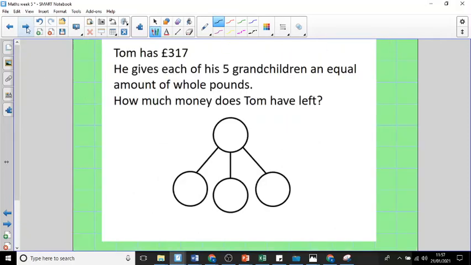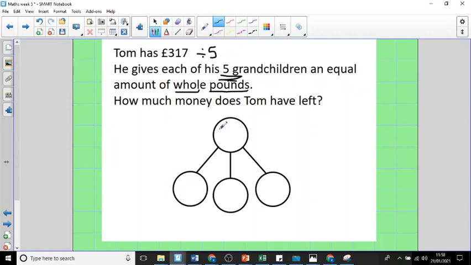Okay, so Tom has £317. He gives each of his 5 grandchildren an equal amount of pounds. How much money does Tom have left? So we're looking now, aren't we, that there'll be a remainder in this question. And if it's for 5 grandchildren, that means we're dividing by 5, and they have to have whole pounds, so we need to remember that as well.